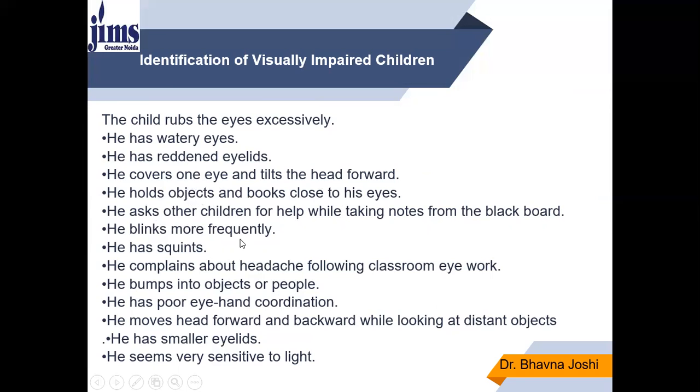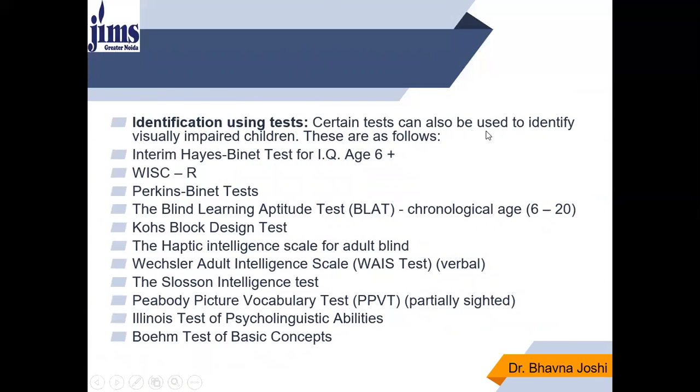They blink more frequently, squint, complain about headaches, have poor eye-hand coordination, and move the head forward and backward while looking at distant objects, because they are not able to see the object. They have smaller eyelids and are very sensitive to light. Next, these are a few tests through which the doctors can identify the level of visual impairment in the child.